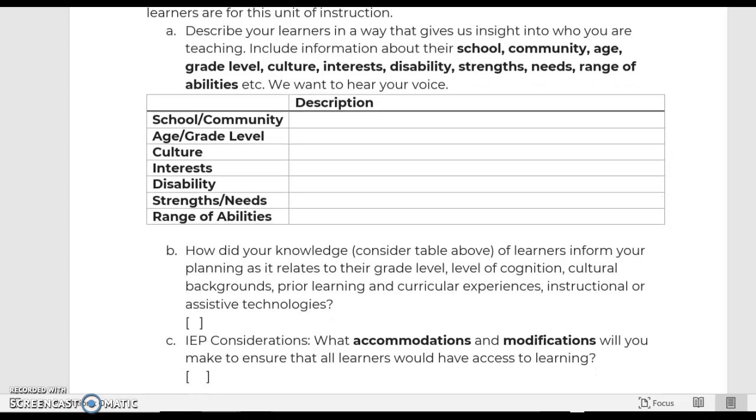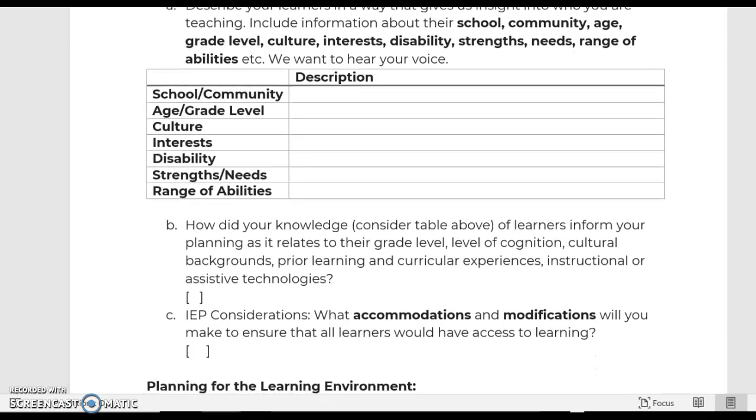In terms of indicator C, that's talking about IEP considerations. So telling me what accommodations and modifications you will make to ensure that all learners would have access to learning. So in thinking of what you put down on your pre-plan, you want to be thinking of just the accommodations and modifications that you are specifically making for this unit. You do not need to list all of the accommodations for your learners if they don't pertain specifically to what you are doing in your unit.